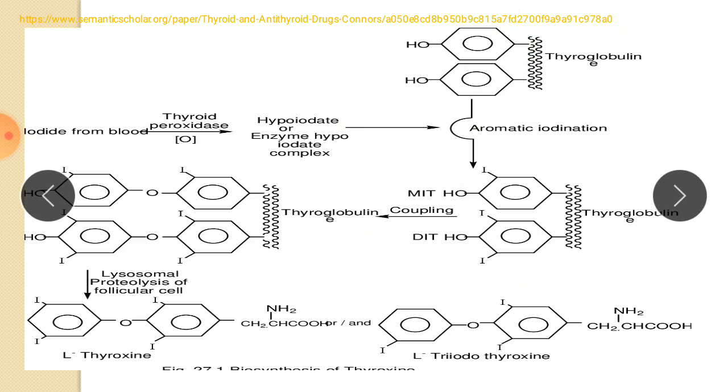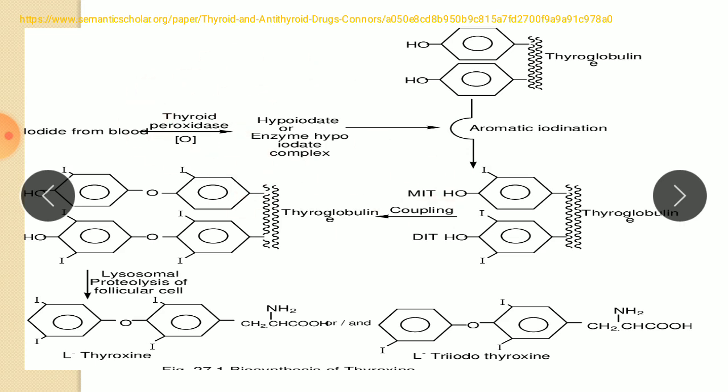Then there is a coupling reaction, the third step. Here, when one molecule of MIT and one molecule of DIT react, it forms T3. But when two molecules of DIT react, it forms T4. It is called the coupling reaction, and this reaction is also catalyzed by the same enzyme, thyroid peroxidase, TPO.